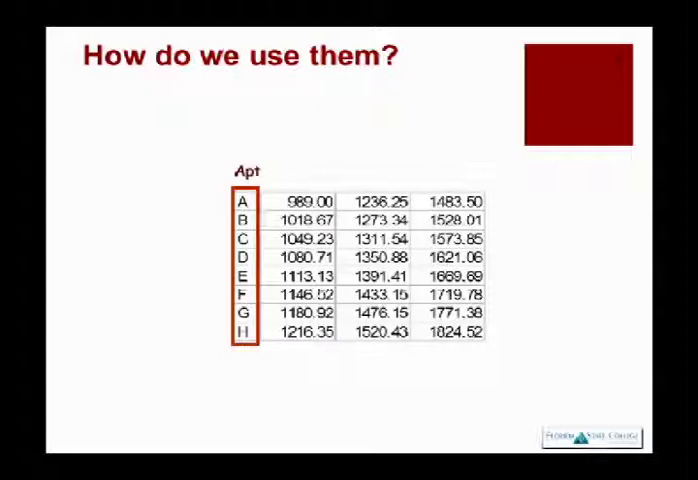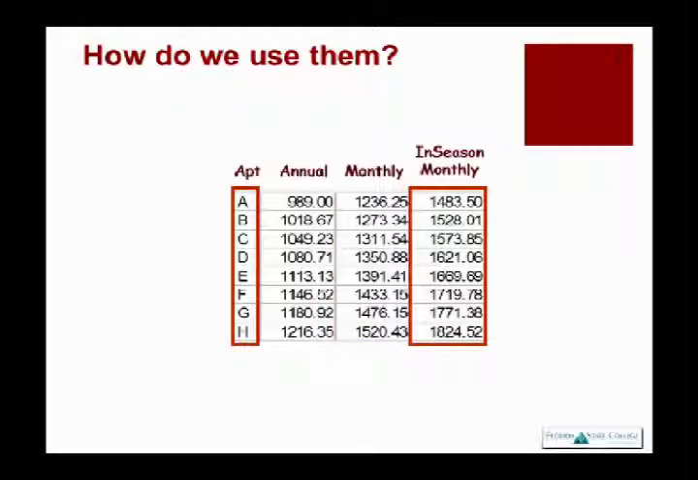If you're going to rent an apartment on an annual basis for a year, then it's going to cost you this much per month. See how they're related? They're all numbers. If you're going to rent an apartment for a month, not a whole year, but just a month, then it's going to cost you more. The last array is what it's going to cost you if you're going to rent it from May through August, and that's called in-season monthly.